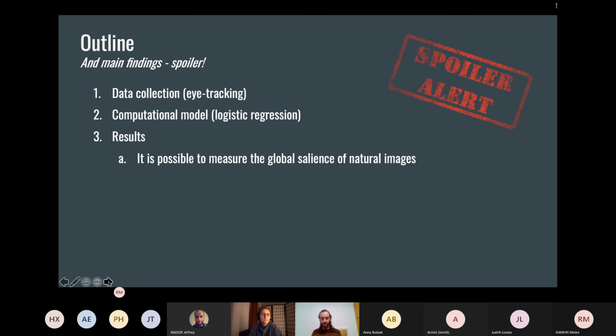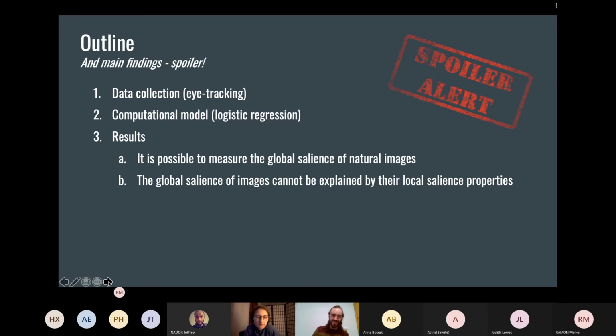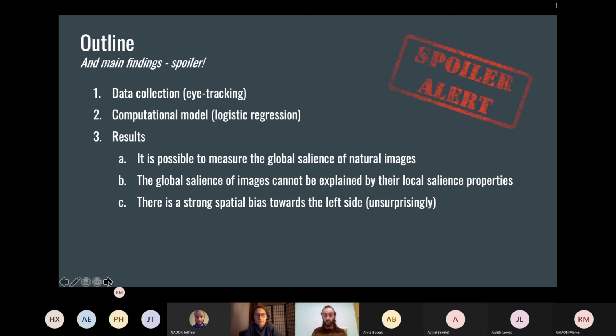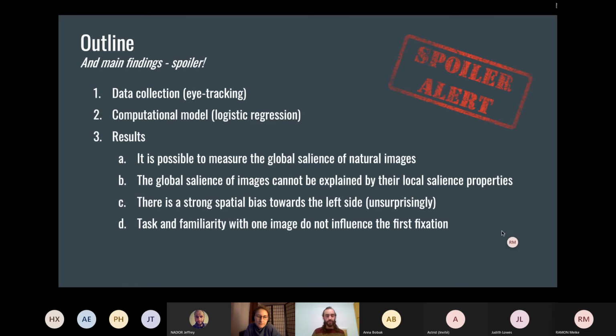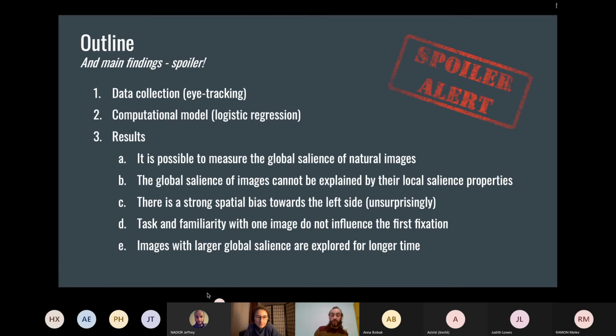So the first thing is that it is possible to measure global salience of natural images. Global salience of images cannot be explained by their local salience properties. We also found the strong spatial bias towards the left, which had been shown before. So this is good news to confirm this trend. D is that we didn't find any strong effects of task and familiarity, at least in the way we studied this. And finally, images with larger global salience were also explored for a longer time.